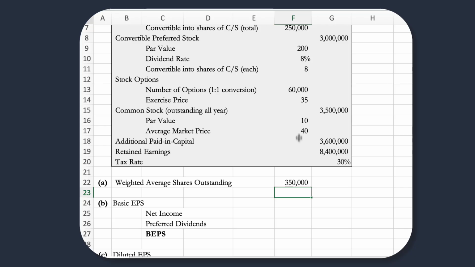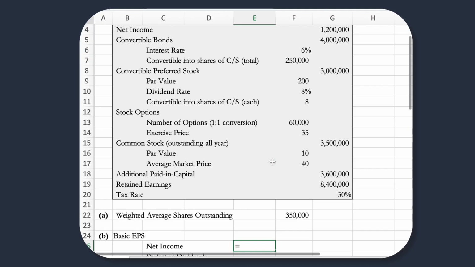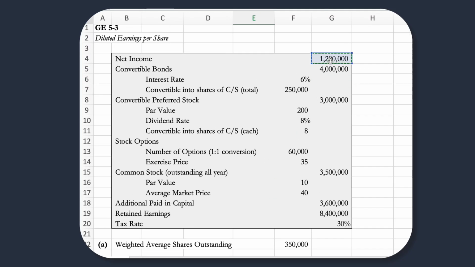Now we can move on to calculating basic earnings per share. And we've been given most of the information we need here pretty clearly. We've got net income, and that was given to us up here at the top. Net income, $1.2 million.